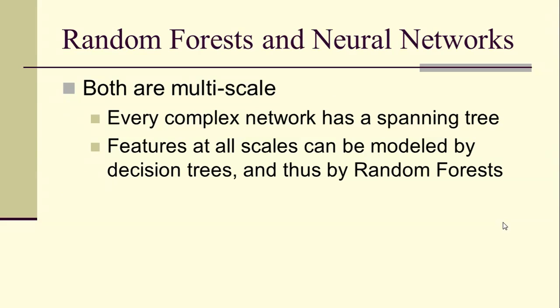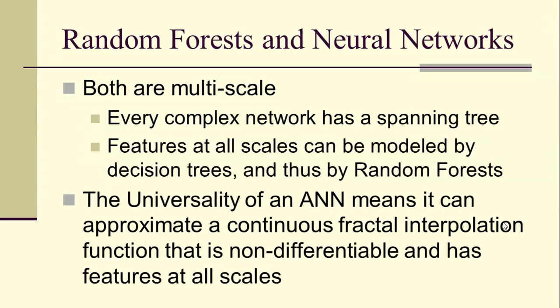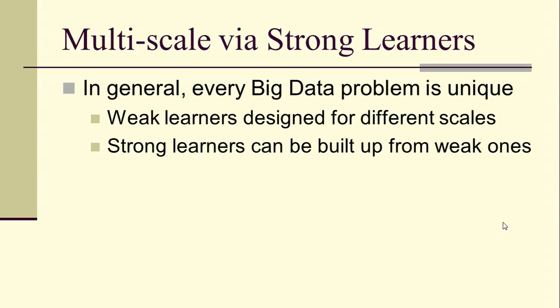Both random forest and neural networks are multiscale. So one thing that we could look at is that networks, graphs, have spanning trees. And features at all scales can be modeled by decision trees and thus by random forests, because a spanning tree can in some sense span an entire graph if it's connected, or a small set if it has a small number of components. Similarly, the universality of artificial neural networks means it can approximate a continuous fractal interpolation function that is non-differentiable with features at all scales. So multiscale can be produced using strong learners.